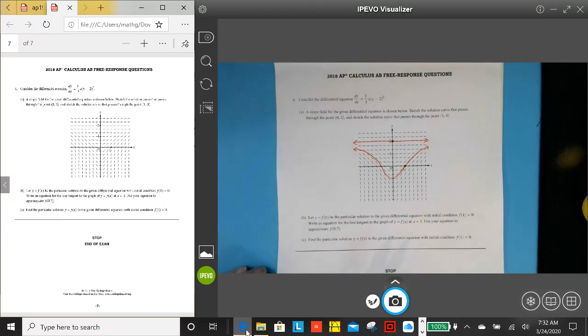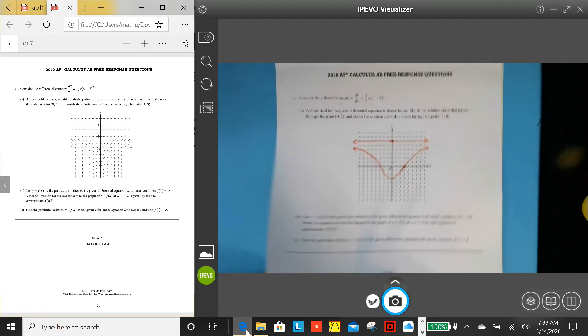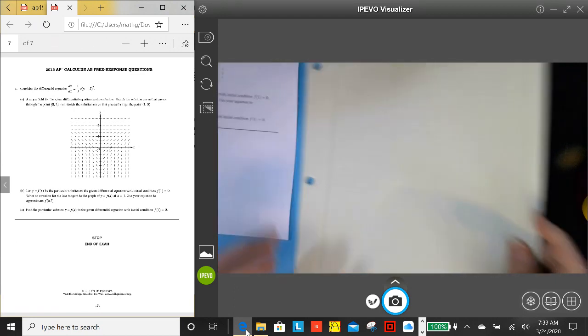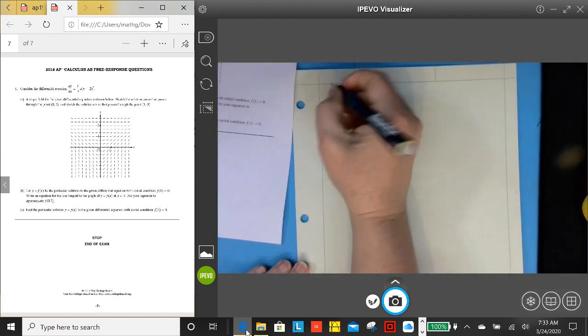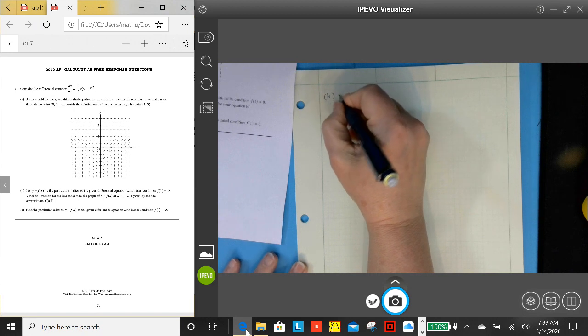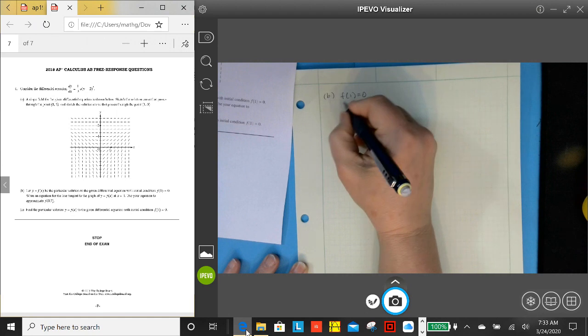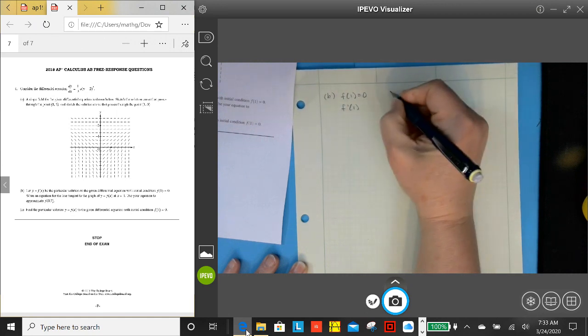Next part says, let f be the particular solution to the given differential equation with the initial condition f(1) equals 0. Write the equation of the line tangent to the graph of f(x) at x equals 1. Use your equation to approximate f(0.7). Okay, so for part B, what do I need to find the equation of a tangent line? Well, I need a point. And what is the point? Well, they gave us f(1) equals 0. So there's my point. And I need a slope. So I need f prime of 1.